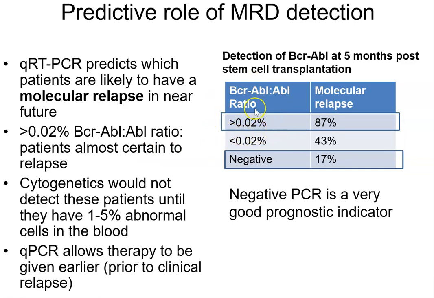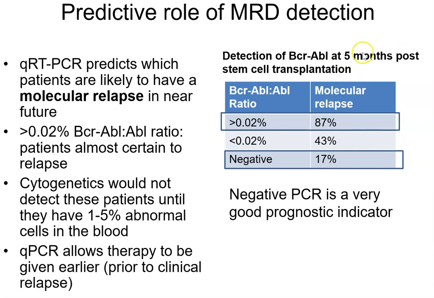And if we find there's a high ratio, and this is only 0.02%, so it's still tiny amounts of BCR-ABL, but it's reliably detected at this level, and that predicts what we call a molecular relapse of 87%. A molecular relapse is basically a relapse from therapy, because in this case we are 5 months post stem cell transplantation. That's the treatment for the patient, and that should have eradicated every single BCR-ABL positive cell, and those patients should now have donor cells making up their white blood cells.